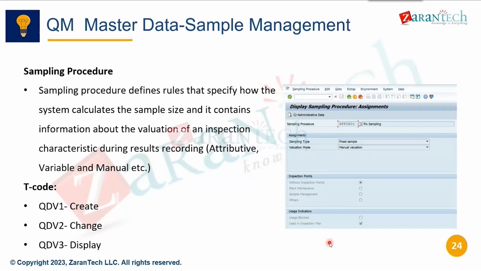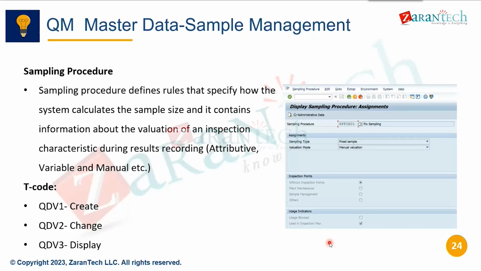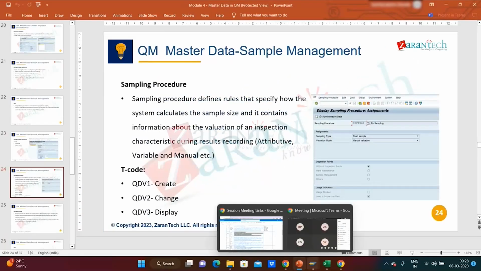If you are using a combination of sample drawing procedure with the sampling procedure, then you have to go with the sample management radio button. If you are planning for inspection points, then you need to go with the others inspection points option. Clear here? Any doubts? No. Okay, let me show you in the system also.